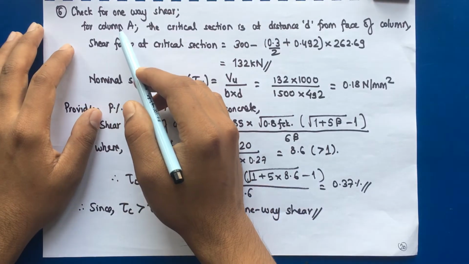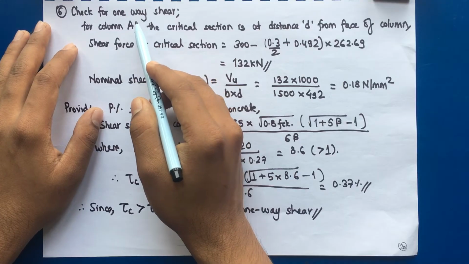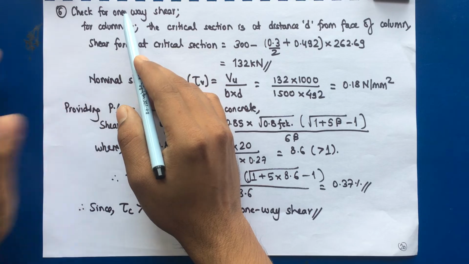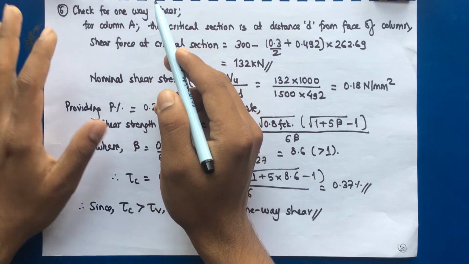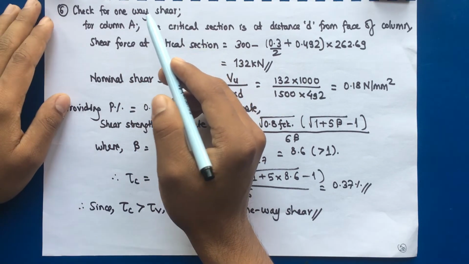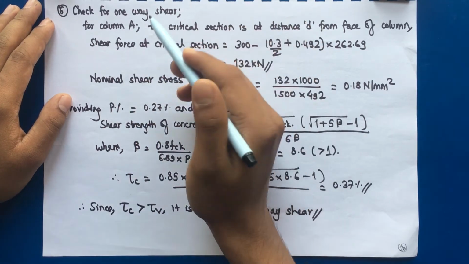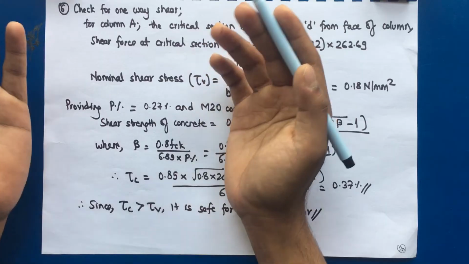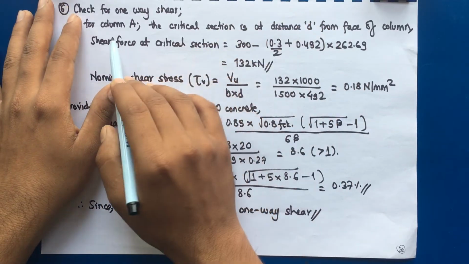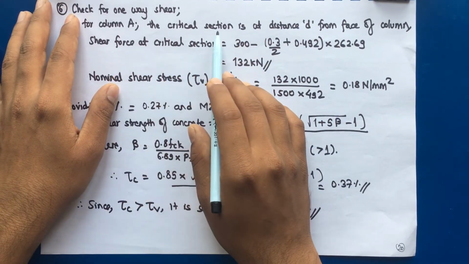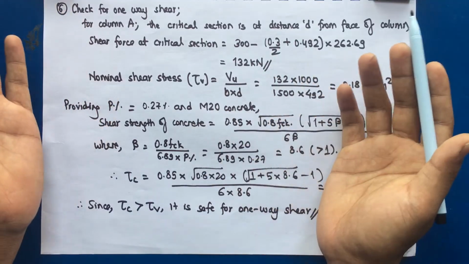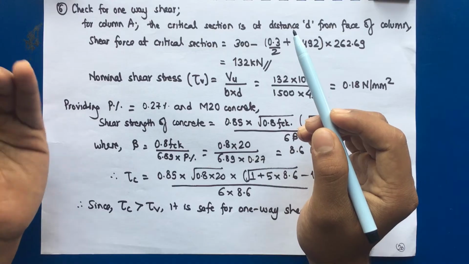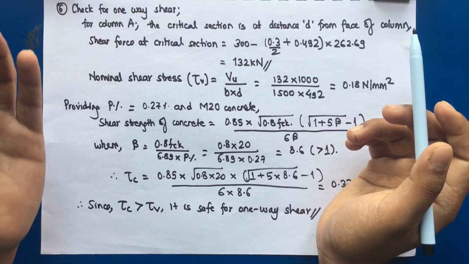The next step is the check for one-way shear. If we are computing the depth considering the bending moment, then we have to check for one-way shear. I am just showing how to check for one-way shear, and it has to be done for the column with the higher load, but for now I am showing you for both columns so you can understand the point. For column A, the critical section is at distance D. This is a common point we know from the isolated footing as well, that the critical section for one-way shear lies at a distance D from the face of the column.